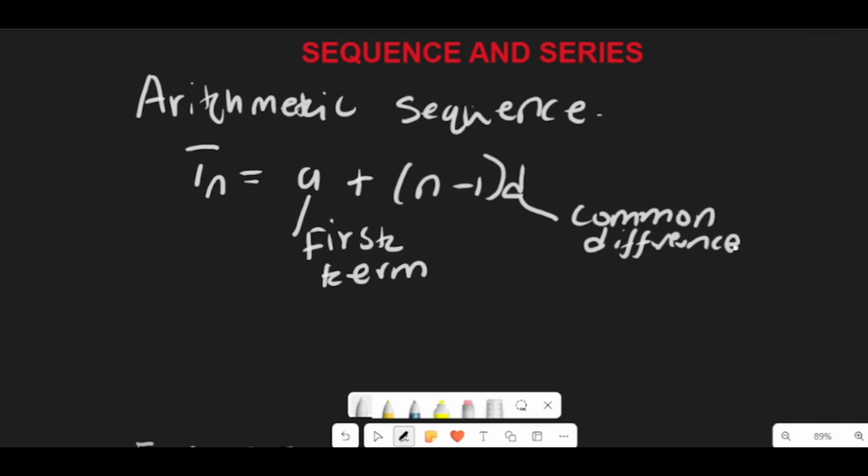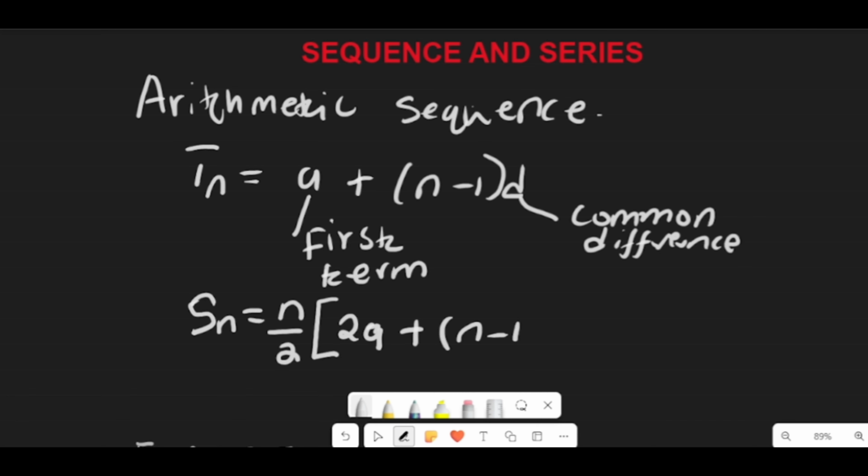The other thing that we need to know is how to calculate the sum of an arithmetic sequence. You would know this by Sn equals n divided by 2, in brackets 2a, where a is our first term, plus (n minus 1)d, close brackets. You use this formula to calculate the sum of the sequence. Basically, all in all, this is the only thing you need to know. If you know this, you know arithmetic sequence.